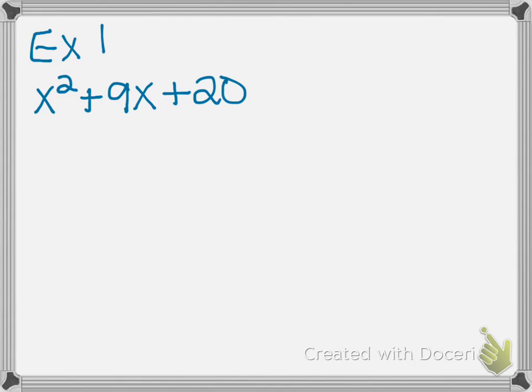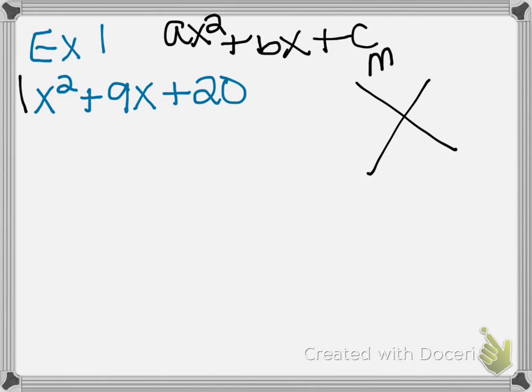Okay, so again, we're using the general form ax squared plus bx plus c. So this is all where a is 1. In front of this x squared is really a 1 that we don't have to write there. So I need to figure out what is going to multiply to give me my c, so my 20, and then what adds to give me my b, so this 9 that's in the middle.